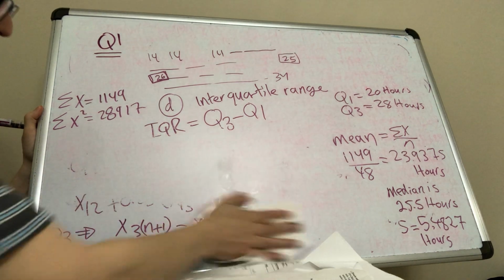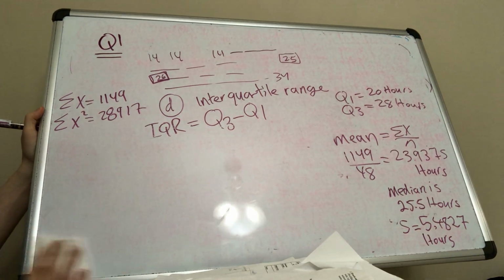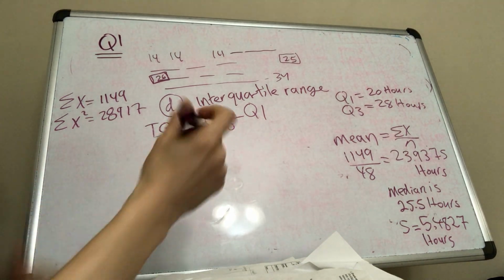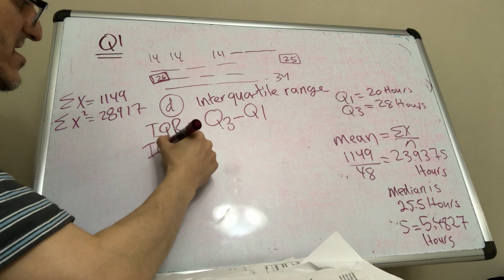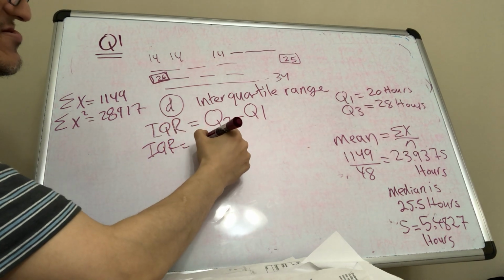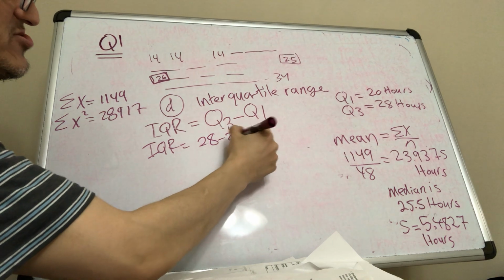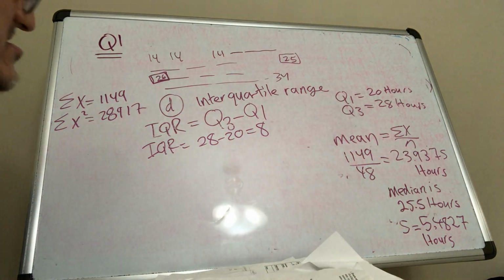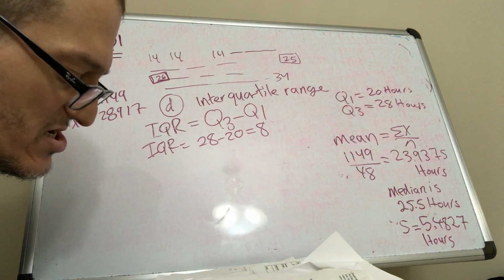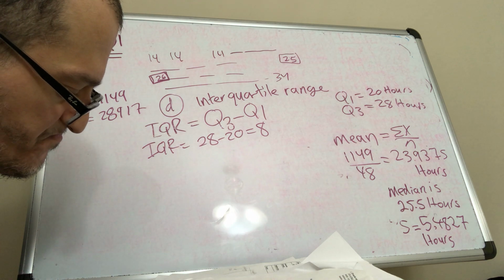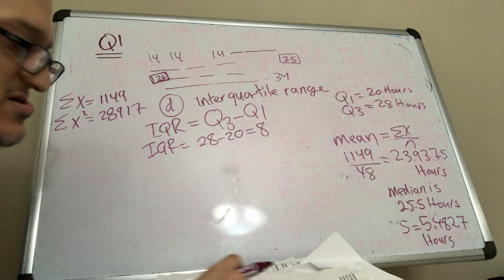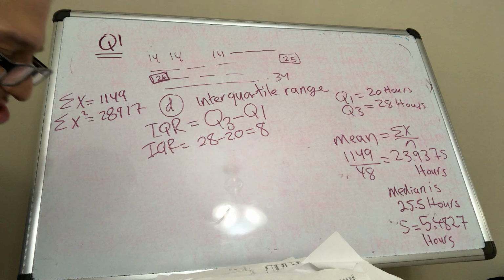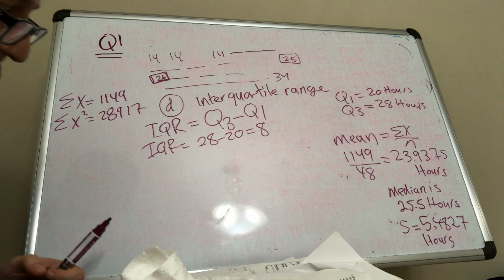Okay, we found Q1, Q3, and they happen to be the same in either approach. Your IQR is the difference between 28 and 20. So your answer is 8. Your IQR is 8. Okay, so we did this question. We go to the E question.